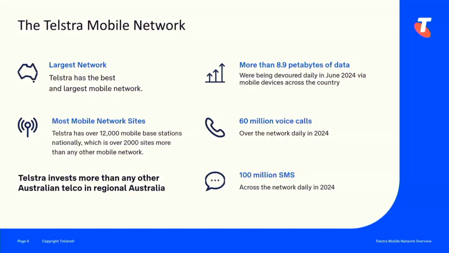And about 2,000 more than any other operator. There are only two other big operators in Australia, Optus and TPG Network. So Telstra is the largest one. We've invested more than any other telco to date, and we continue to invest more in the mobile network, believing that this is the future of technology for wireless.